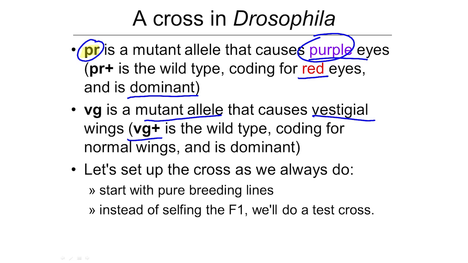So what we want to do is set up a cross, as we always do, meaning that we're going to start with pure breeding lines, but instead of doing what Mendel did when he formulated the law of independent assortment, instead of selfing the F1, we're going to do a test cross, and there's a very definite reason for this. As we're about to see, when you do a test cross, it's going to allow you to see what's going on with the gametes in one of the parents. Let's see how that's true.